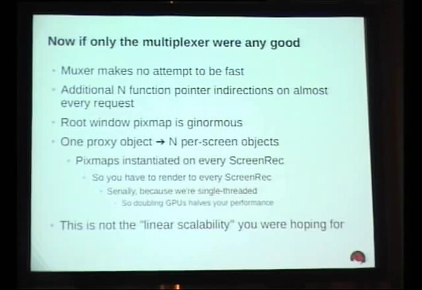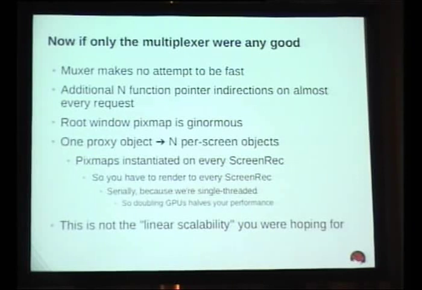The root window pixmap, which is where all your pixels get stored, has to be created on all the screen recs, and it has to be the size of the whole screen. Which means if you have an 8 kilopixel wide total display, that root window pixmap has to exist that large on every single one. You can fix this, but things like the Nautilus background image, you can't really slice that up because that has to get created whole. There's no way to break that up at the moment.